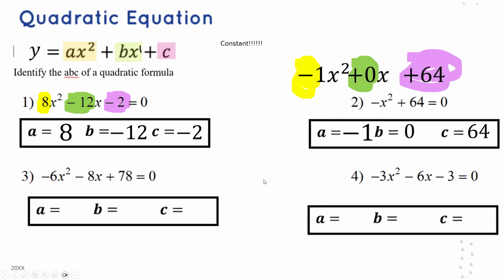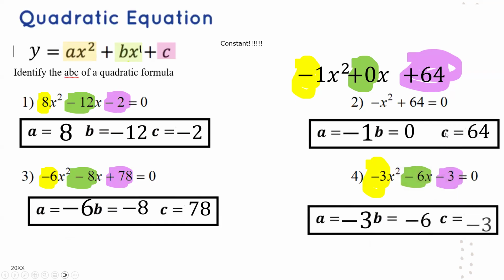All right. 3, 4, and 5 are just generic. Can you state a, b, and c? So for this one right here, the x squared goes with -6. The a is -6. The b is -8. The c is +78. The a is -3 for question 4. The b is -6, and then the c value is -3. That's level 1, if it's already in standard form.